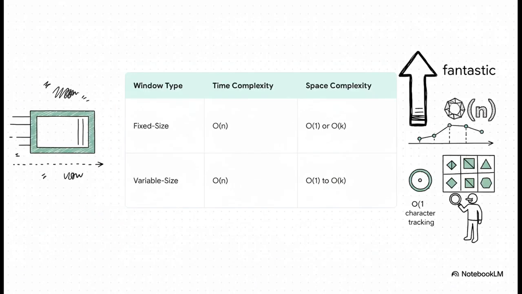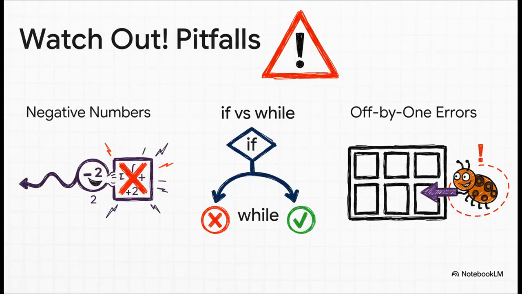So here's a little cheat sheet for you. For both window types, that time complexity is a fantastic O of n. Now, the space complexity depends a bit on what you're tracking inside the window. If it's just a running sum, it's O of 1, constant space. If you're tracking something like character counts, it might be O of k, where k is the size of your alphabet or character set.